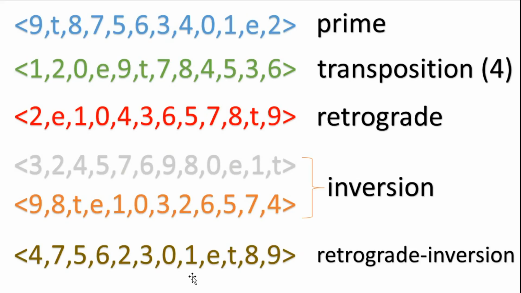Finally, the retrograde inversion. To obtain the retrograde inversion, first find the inversion and then list that in reverse order. We ended with 4, we'll start with 4. Then 7, 5, 6, 2, and so on. This is called the retrograde inversion. Remember, when you're finding the retrograde inversion of a prime form, make sure you invert it first, do a transposition if needed, and then do the retrograde.